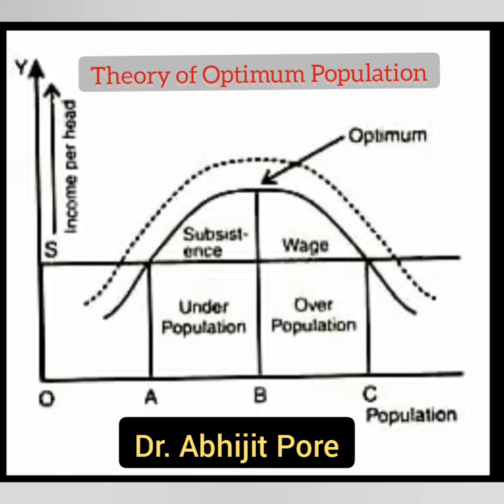So there are three sections in this diagram. First is OA. The OA section is where the population is too small to exploit the country's resources with maximum efficiency. Here in OA, the resources are very high relative to the population size. That is why it is called underpopulation.